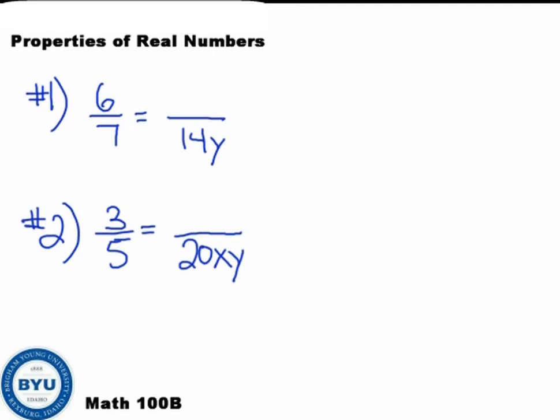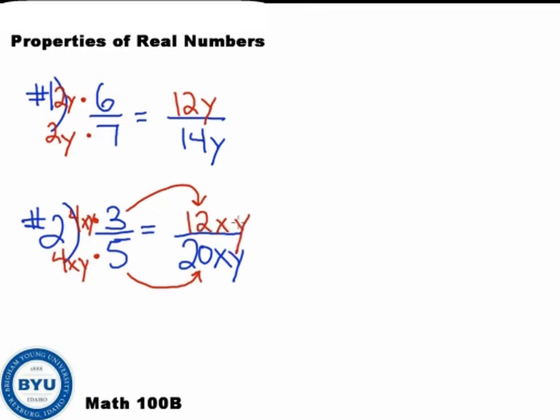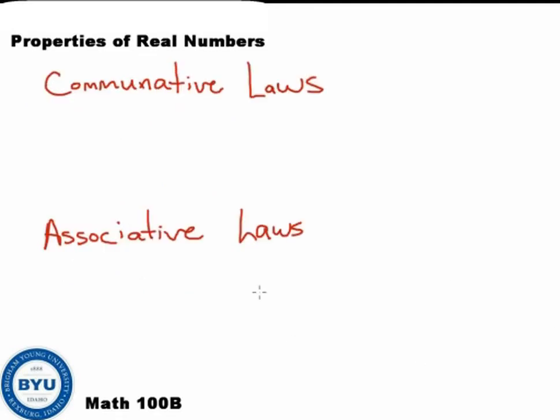Okay, good. So again, remember, you can multiply any fraction by a factor of 1. And that 1 could look different. So if I wanted to get 7 to be 14y, I need to multiply that by 2y. So I multiply the top by 2y and the bottom by 2y. And here I get 12y. Same thing down here. To go from 5 to 20xy, we're going to have to multiply by 4xy. If I multiply the top by 4xy, then we're going to get 12xy. Excellent. Great work. So we discussed the identities.